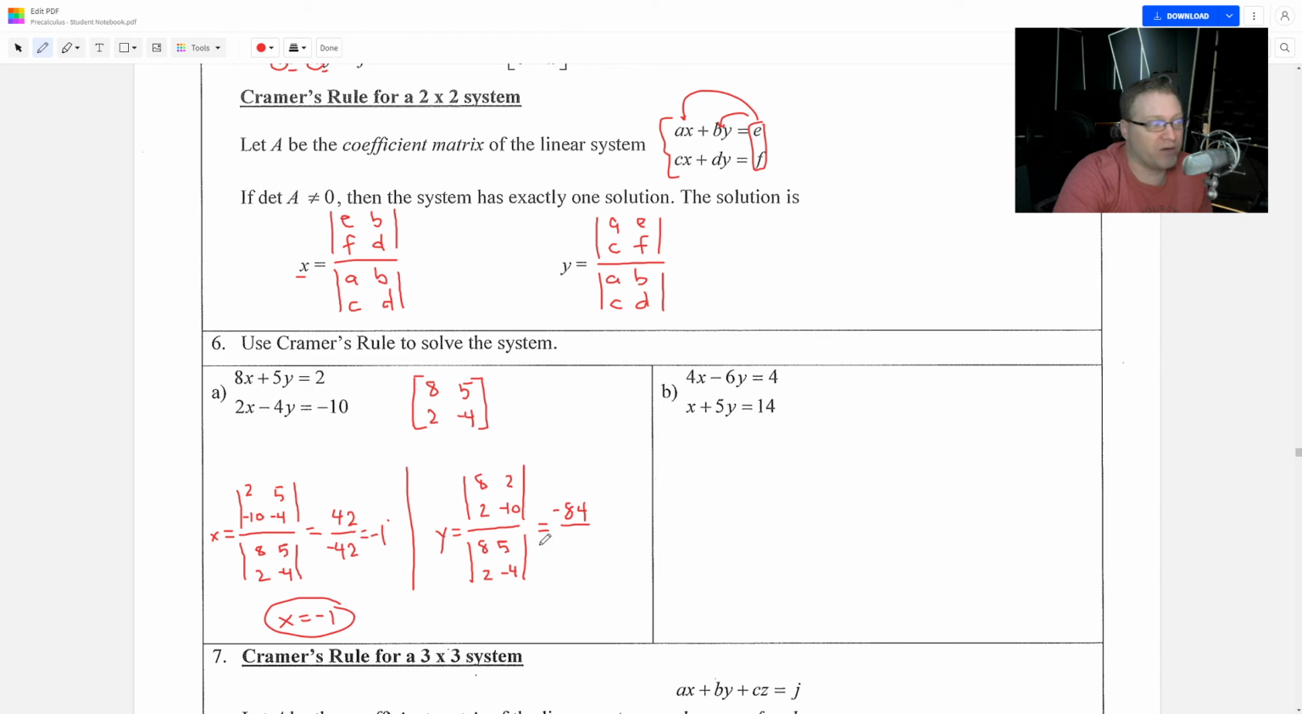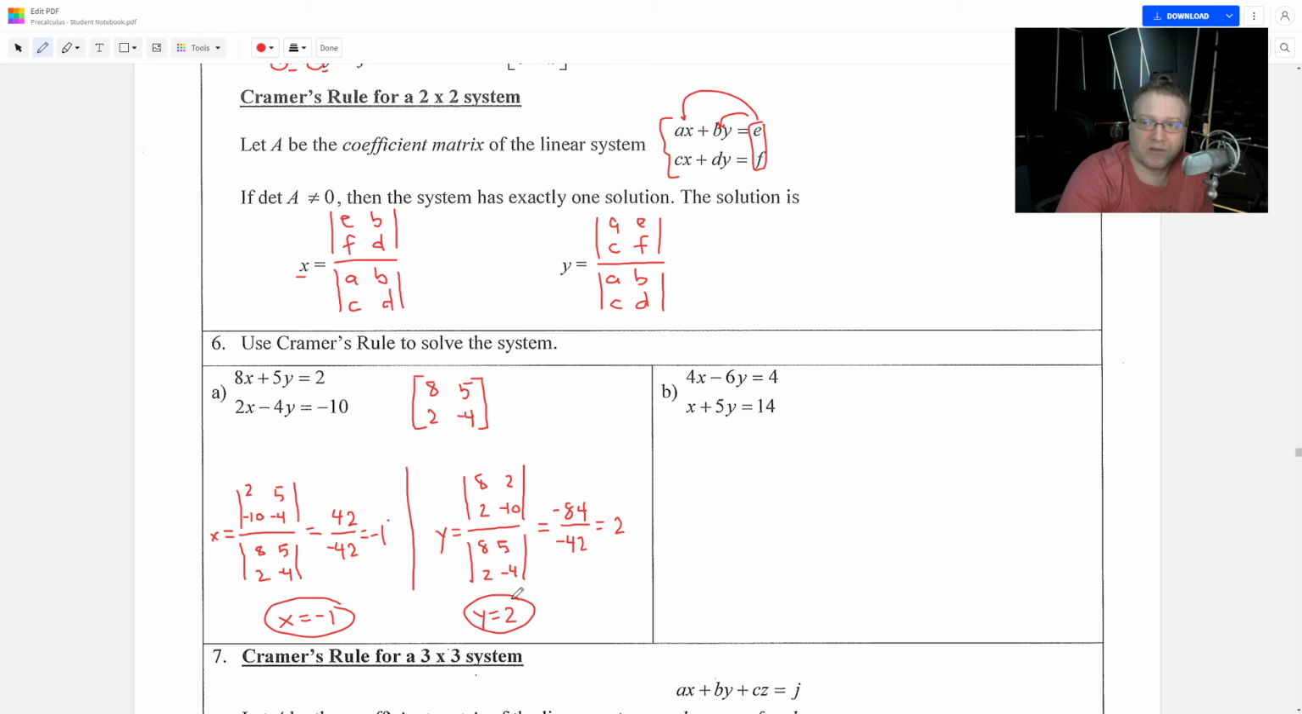And then what's on the bottom? Well, we already found this, right? We already found the determinant of this is negative 42. So we already know this is negative 42. We don't have to do it again. So we end up with negative 84 over negative 42, which, of course, is just positive 2. So we know that y equals 2.